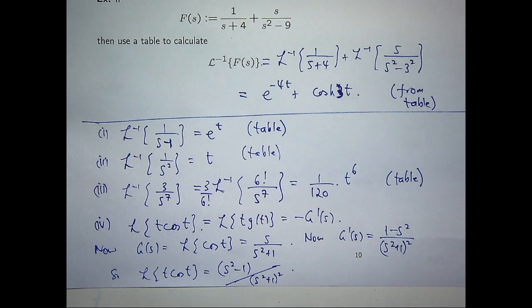Okay, so you can see how using a table can sometimes greatly simplify the situation. You don't need to remember too many of these identities.